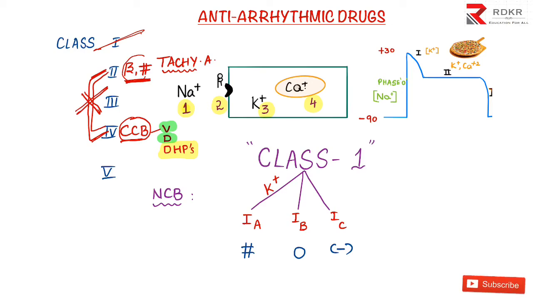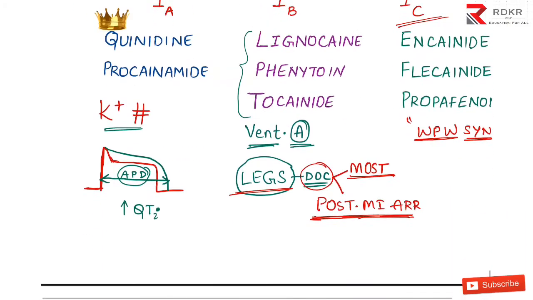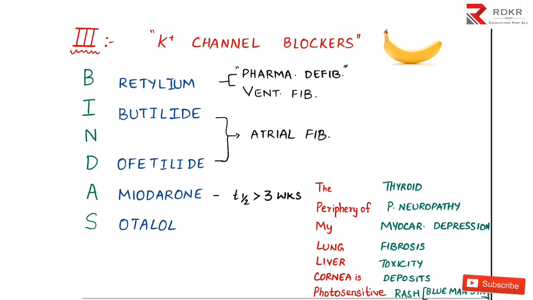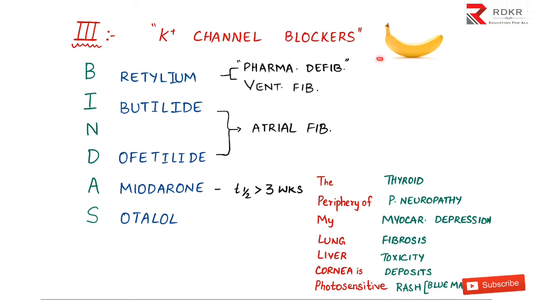We are left with the class 3 drugs and the class 5 drugs. Class 3 drugs are the potassium channel blockers. The potassium channel blockers, that is banana. What happened in the last video? I just told you a story like you are not fond of banana. So when you are not fond of banana, you block the channel and you stay bindas.